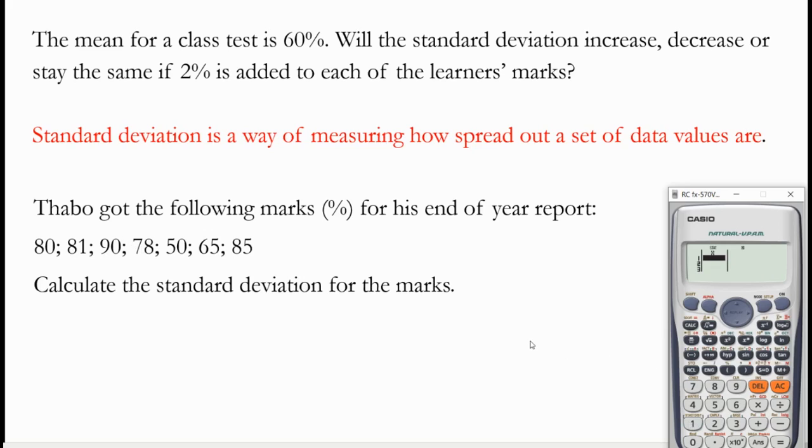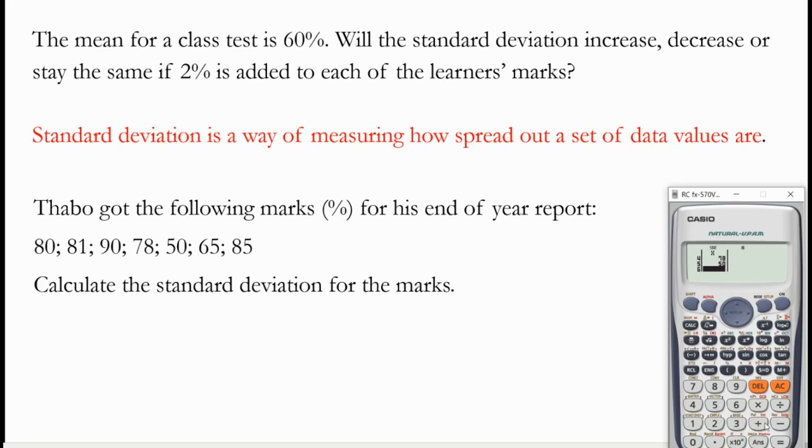After each item, or after each mark, you press the equal sign. So the first one is 80, then press equals, then 81, equals, 90, equals, 78, equals. Please try this on your own also, you must get the same answer.